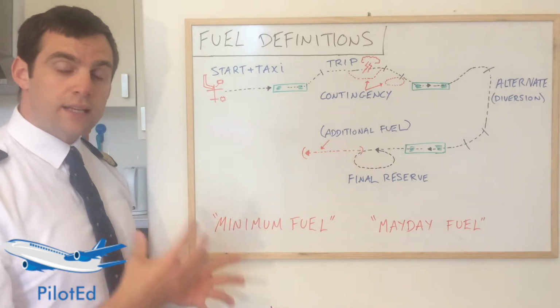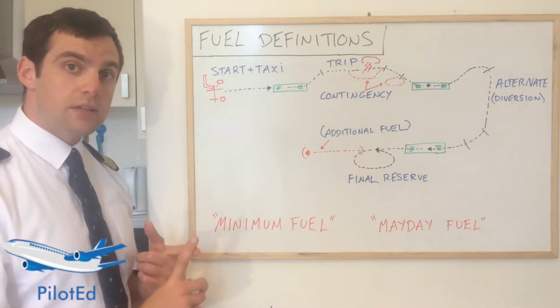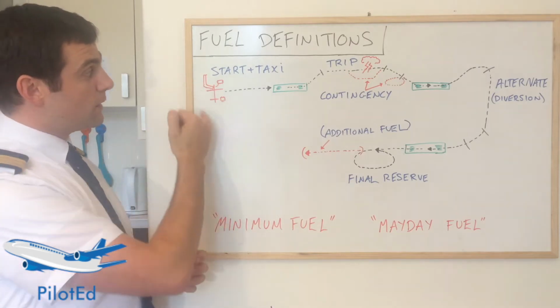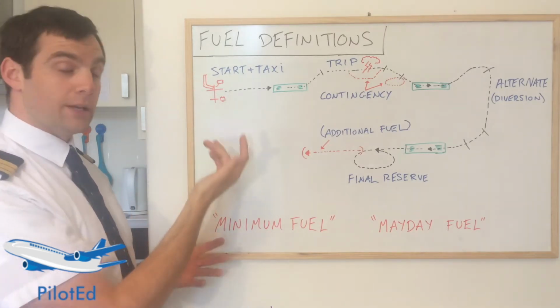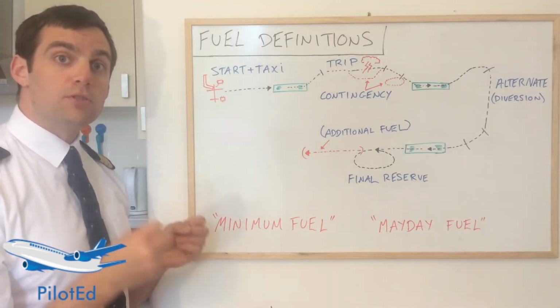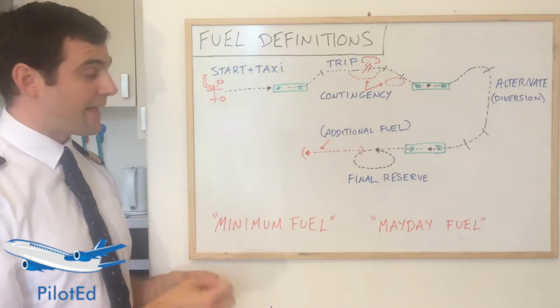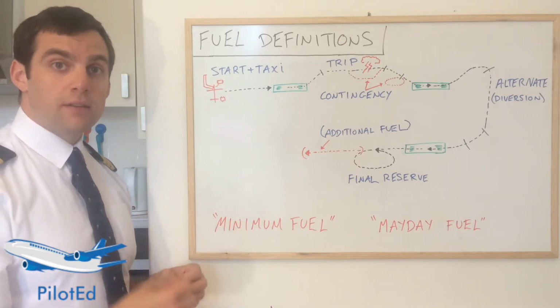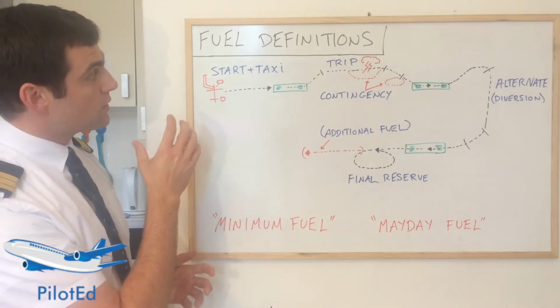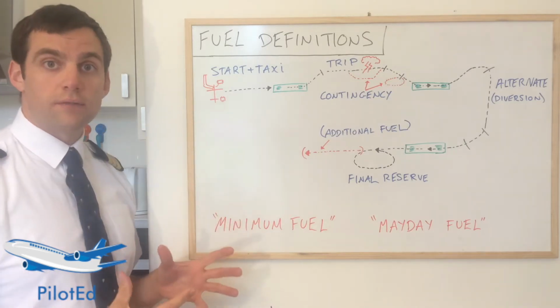Start and taxi fuel. That is the fuel required to start the engines, running of the APU if you have one, and it's the fuel that you need from being at the gate or at your parking spot and getting you to your runway to the point at which you release the brakes ready for takeoff. At that point of brake release, you're expected to be below the regulatory takeoff weight. So the start and taxi fuel, pretty self-explanatory, I think.